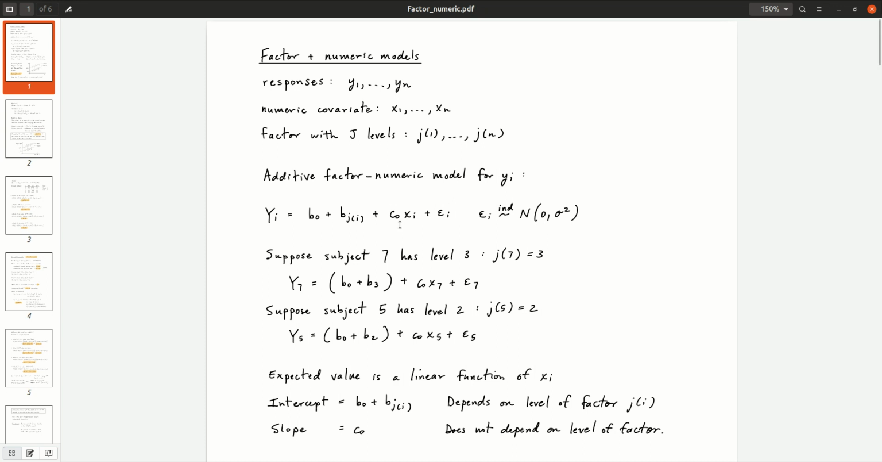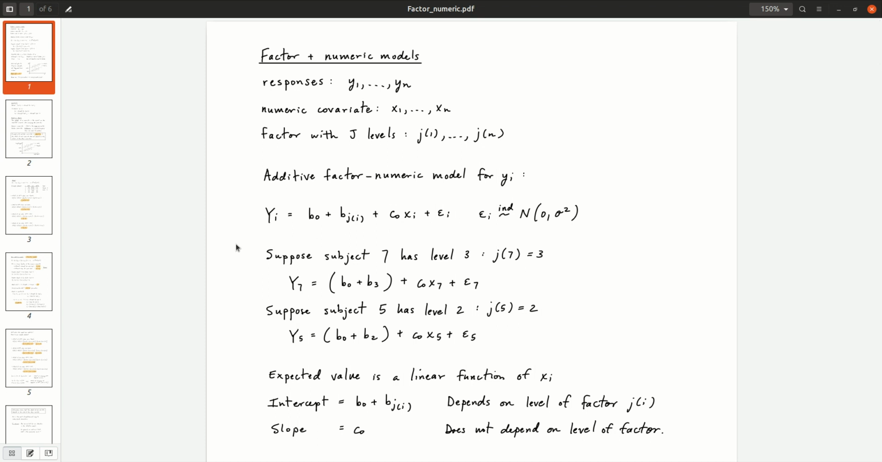You'll notice that just like in simple linear regression, the numeric covariate gets multiplied by a parameter. Here I'm calling it c sub 0. It may seem a little bit strange that I'm calling this c sub 0 when we usually use the 0 subscript for an intercept, but that'll be clear once we move on to more complicated models why I'm doing that.